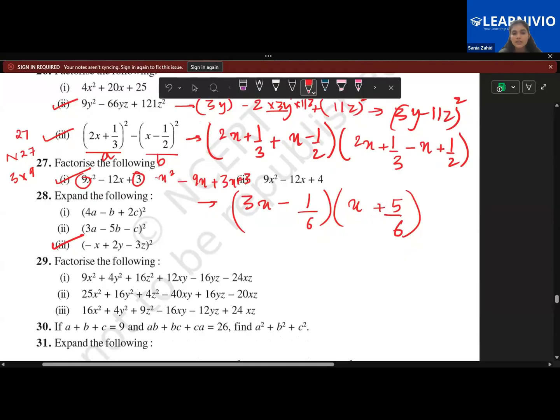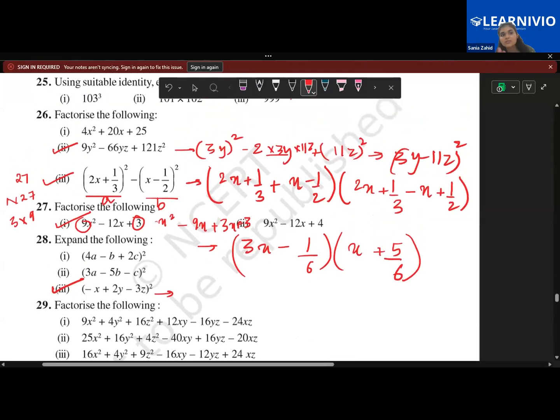Next is (a plus b plus c) whole square. So how do you solve this now? (a plus b plus c) whole square, you will directly use the identity. Children, any doubts in these 4 questions? No? Shall I move ahead?